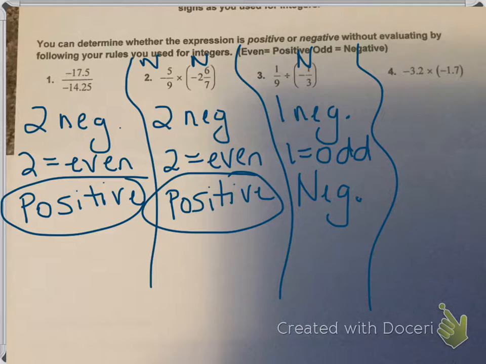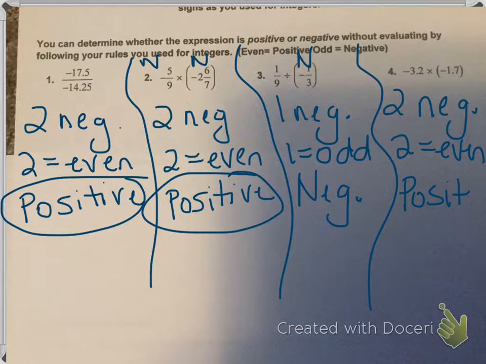Okay, and then we have number 4. I'm sorry, we do not have 2 positive. We have 2 negatives. Two is even, so our answer here is positive. Can't really fit my whole word there, so I abbreviated here. Okay, and that's all you had to do for 1 through 4. So that's reviewing your positive and negative rules when you're multiplying and dividing.